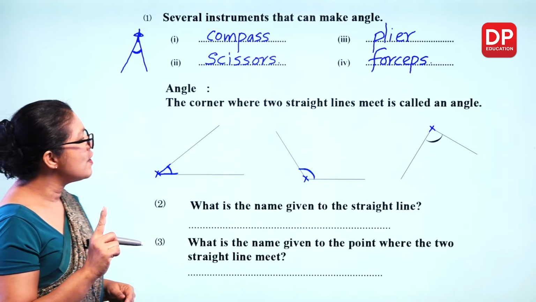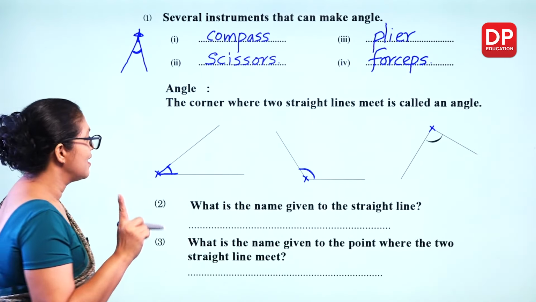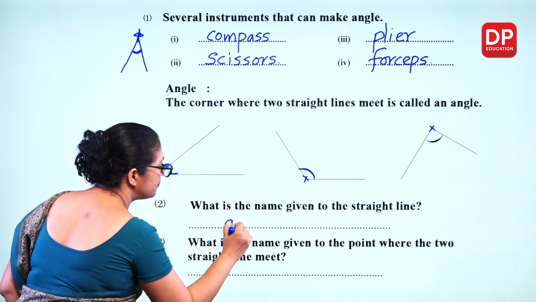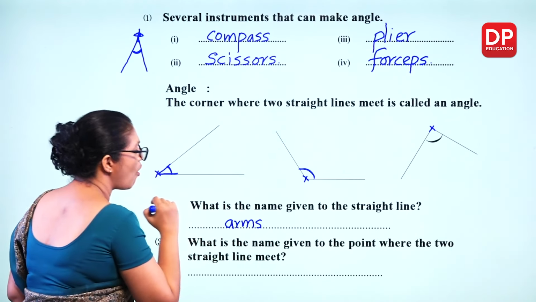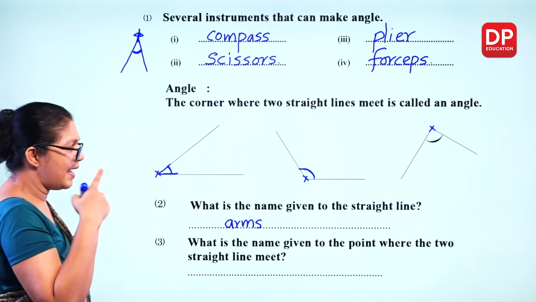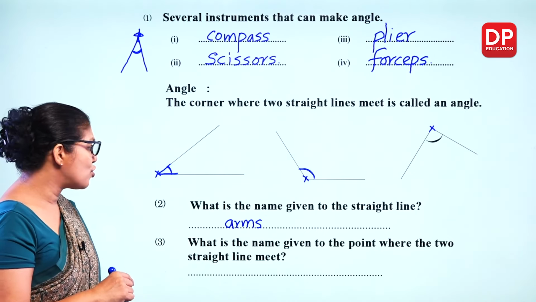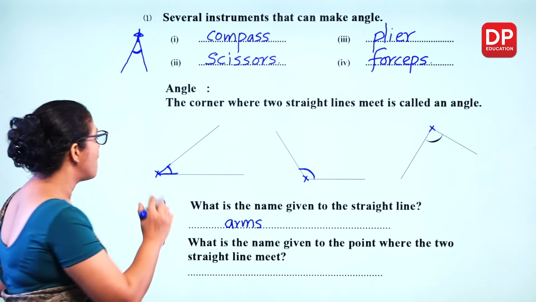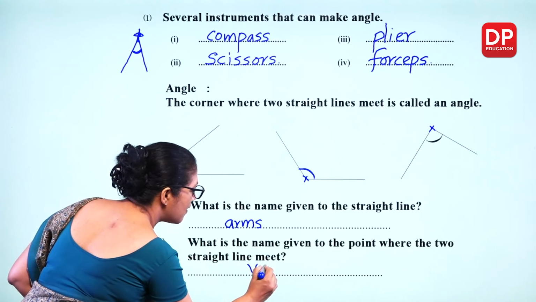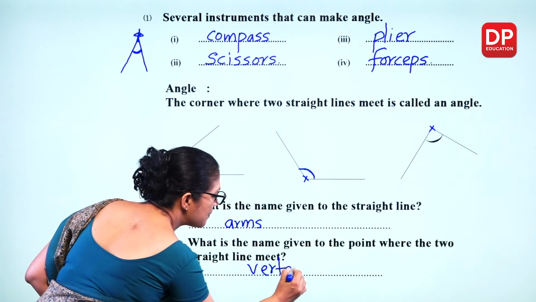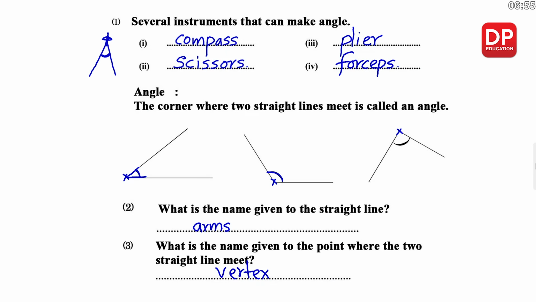What is the name given to the straight line? Arms. Or sides also okay. What is the name given to the point where the two straight lines meet? Vertex. So remember those terms. Vertex, arms, angle.